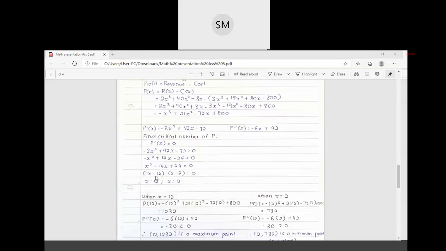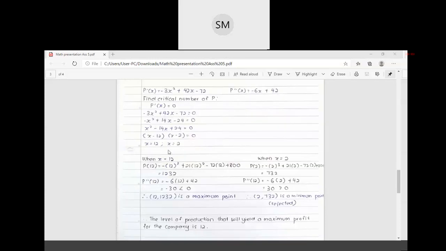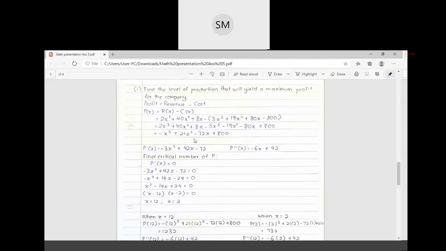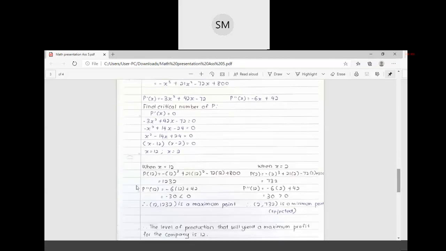So after solving this, we will get (x minus 12) and (x minus 2) equal to 0, and we will get two numbers for x, which is x equal to 12 and x equal to 2. So above, we get two values for x, which is x is 12 and x is 2. So now we're going to substitute each of it in this function that we have got up there, this one. So we're going to substitute 12 and 2 into the profit function over here.